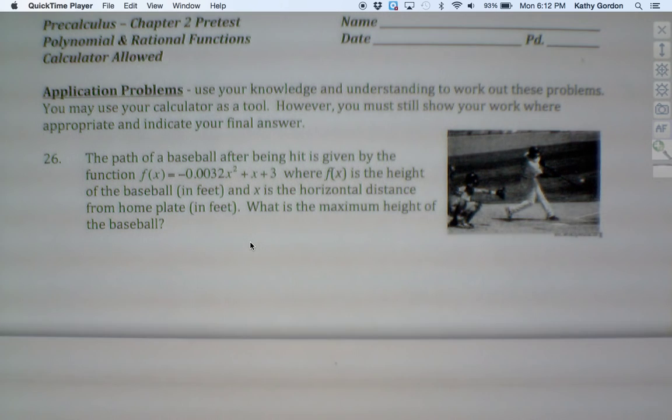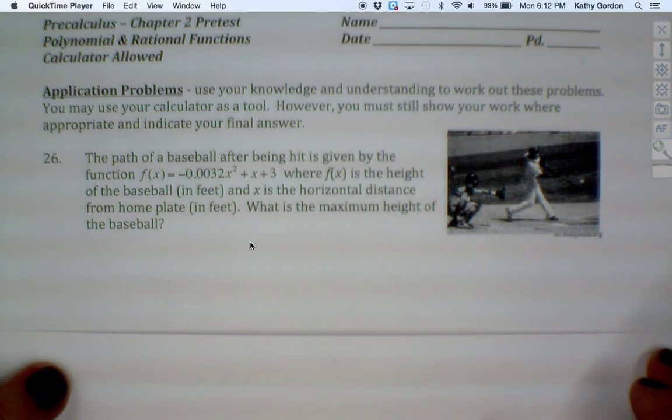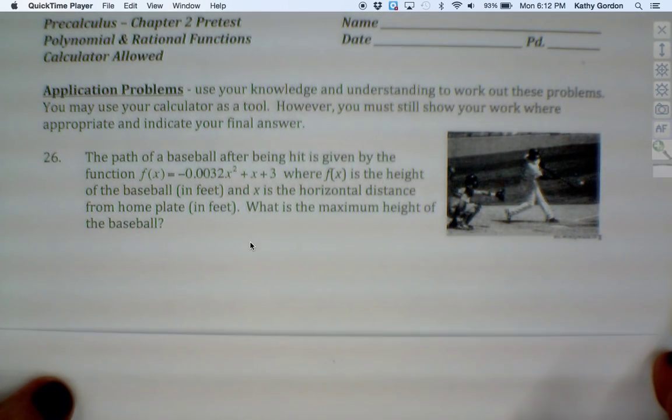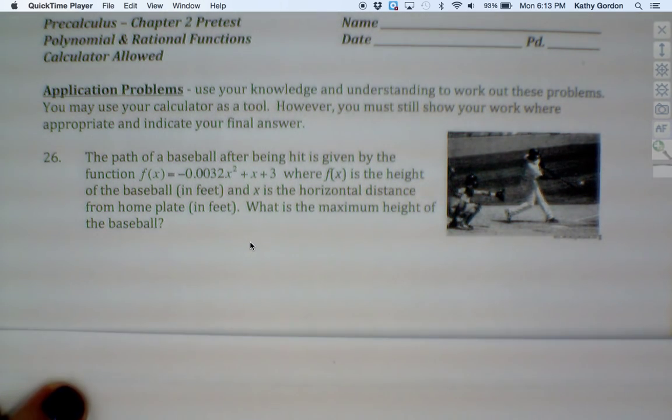Welcome to our lesson on the application and tech section of the Chapter 2 pretest. So today I want to walk you through problems 26, 28, and 29 from the pretest. We already talked about number 27 when we went through polynomials and quadratics, so we won't be talking about that again today. We're just going to talk about 26, 28, and 29.